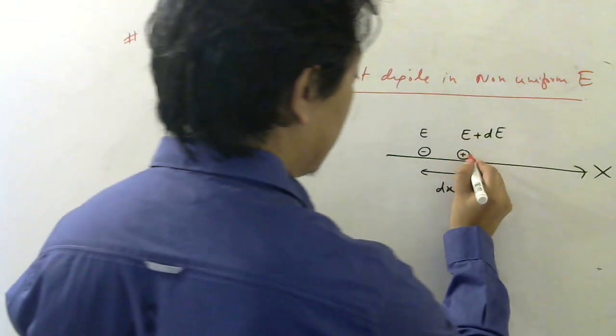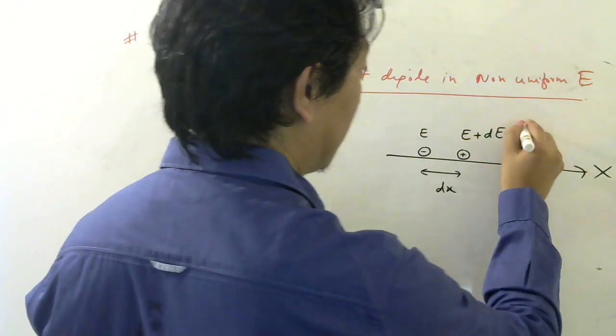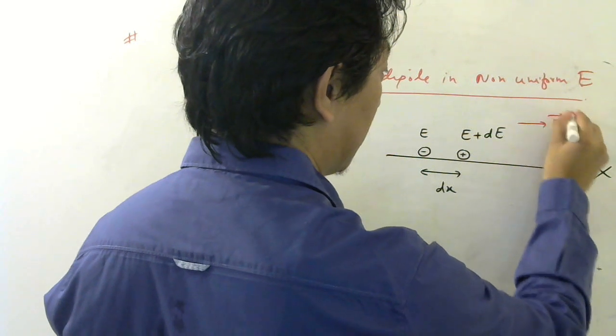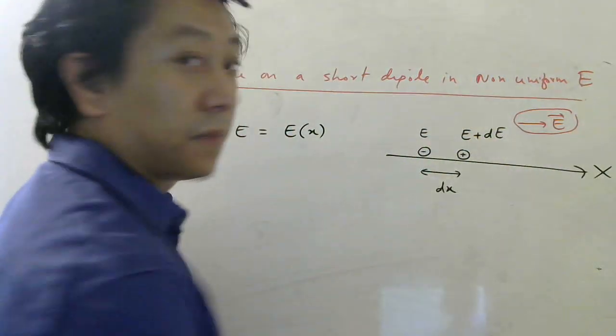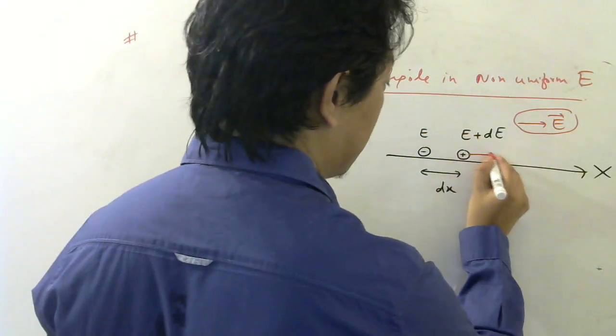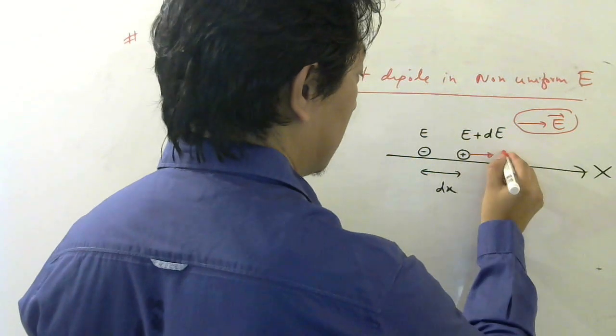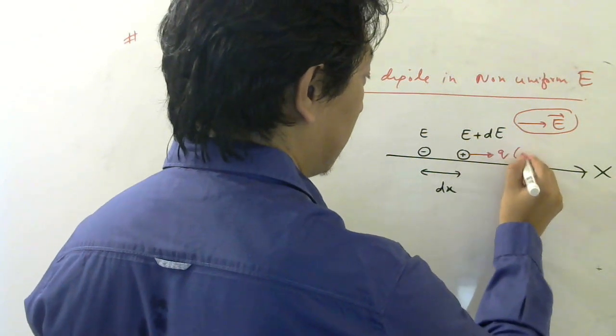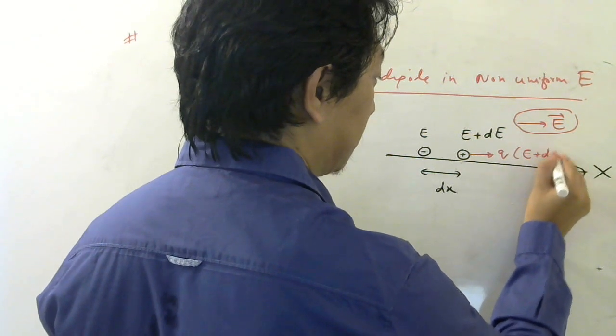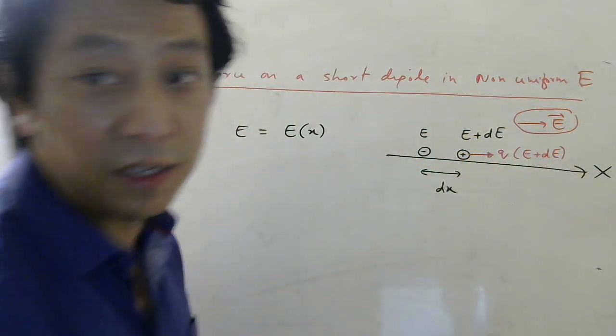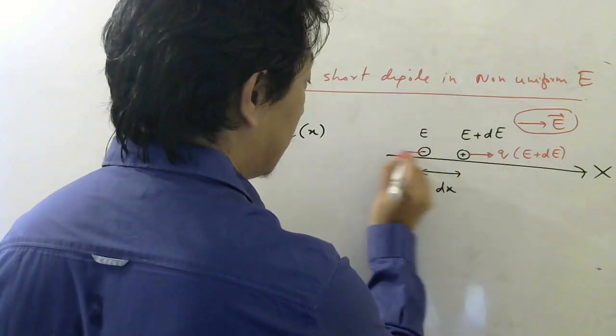Now tell me the force. Force on plus q, let us say electric field is this side. Direction is towards my right side. Okay. Then force on this will be this way. What will be the force? Charge into electric field. Electric field is E plus dE. Force on this will be this side.